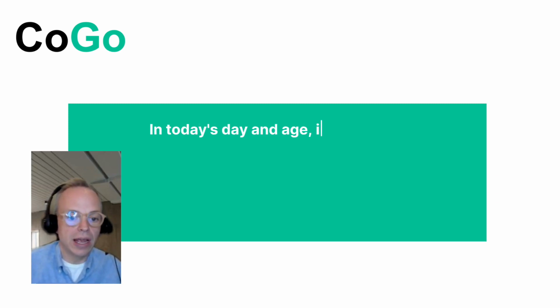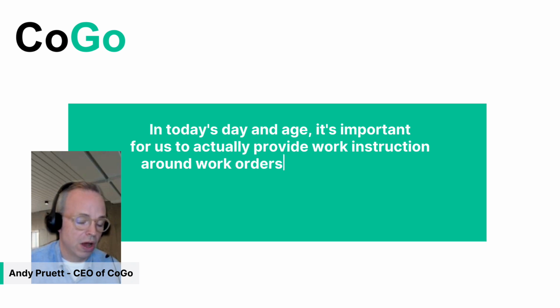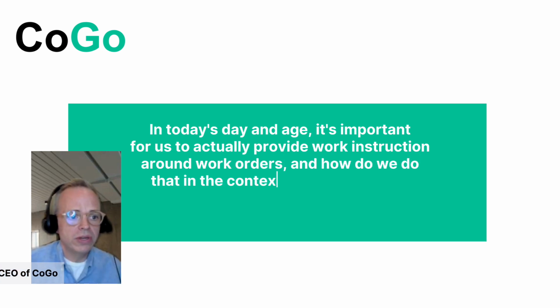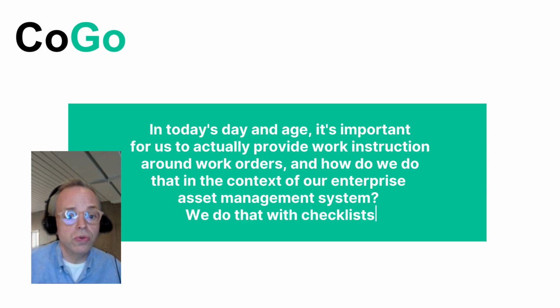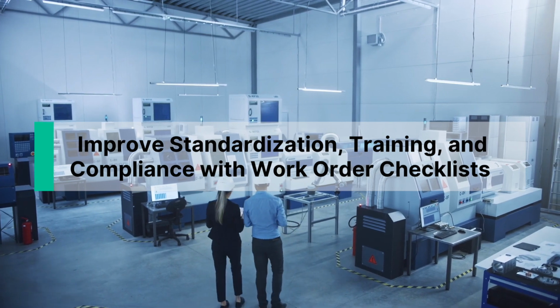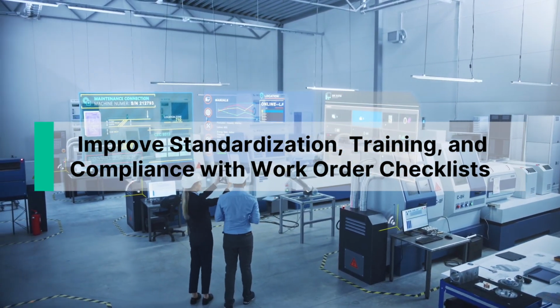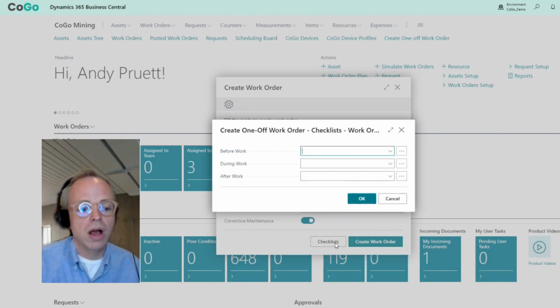In today's day and age, it's important for us to actually provide work instruction around work orders. And how do we do that in the context of our enterprise asset management system? We do that with checklists. Checklists allow us to define visually with pictures, with text based instruction, or even with videos of what we need to do before, during, and maybe after work.